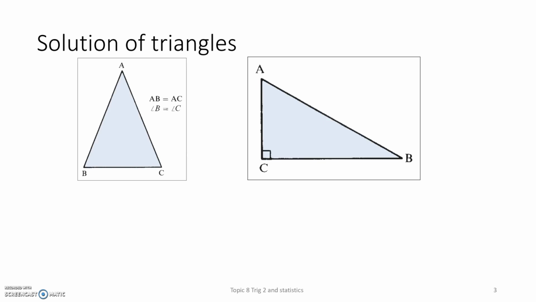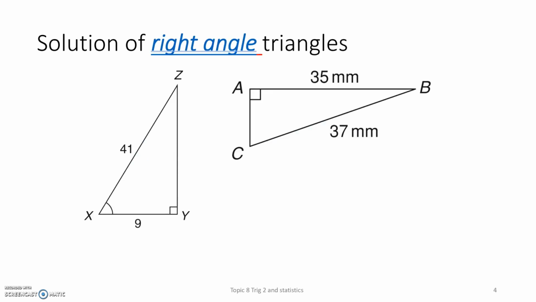Okay, there's some triangles that are different. The one on the left is an isosceles triangle. The one on the right is a right angle triangle. Now you could conceivably get a right angle triangle that is isosceles, but this is not what we're talking about here. So let's have a look just to remind you of right angle triangles. It is really important that you only use these methods when you've got a right angle triangle.